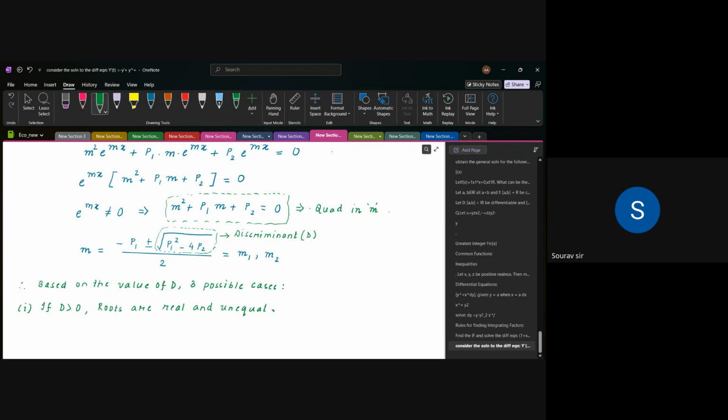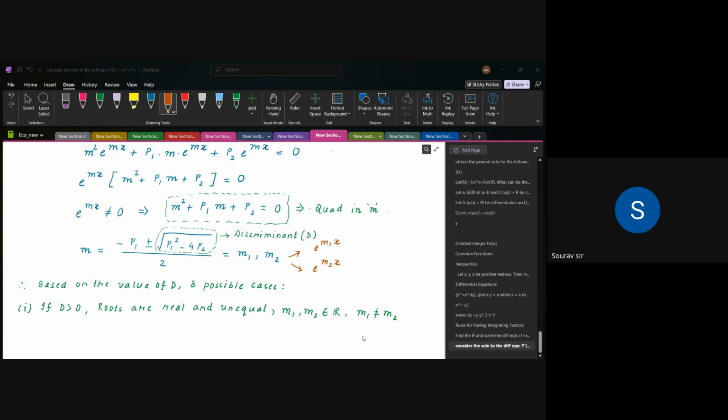Correct. That means M1 and M2 both are real, but they are not equal. So the two possible values of M that you get are M1 and M2. So what would be the corresponding solutions? E raised to the power M1x and E raised to the power M2x. Correct? Two possible answers depending upon the value you choose for the solution. Correct?